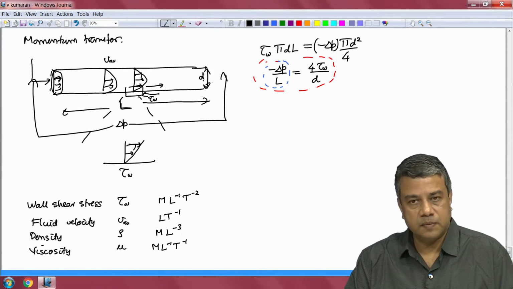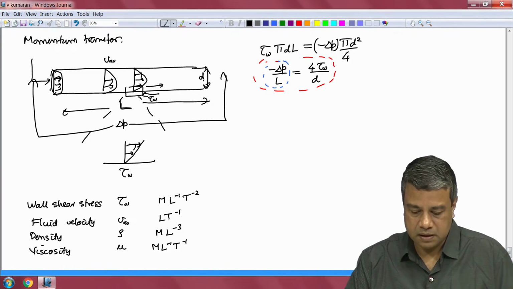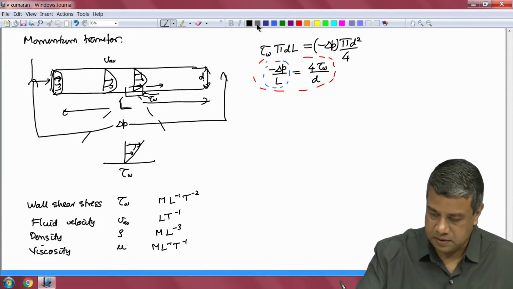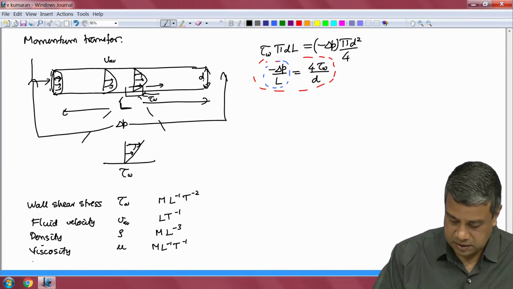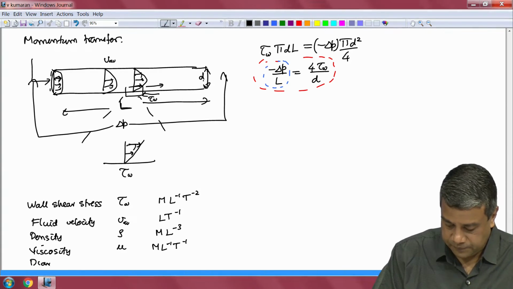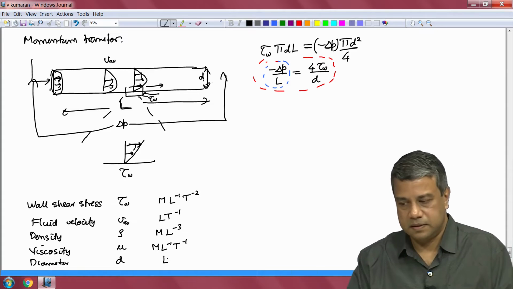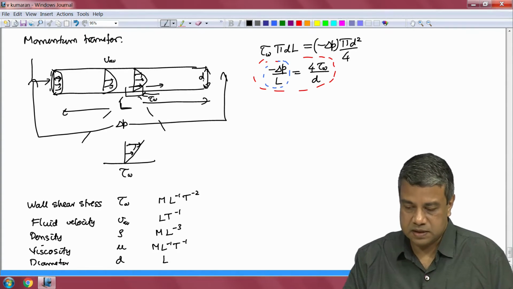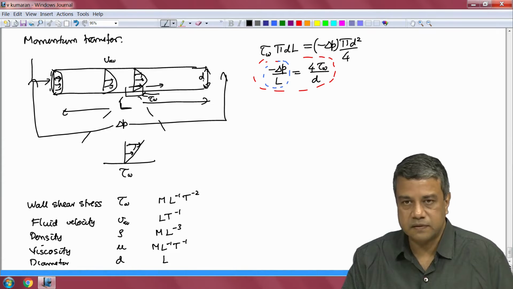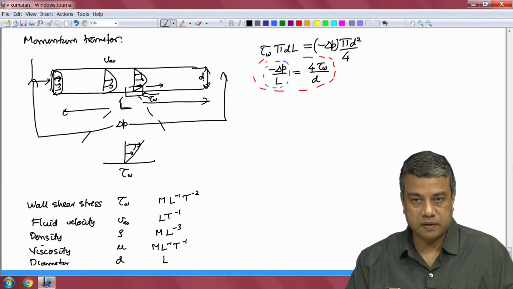Therefore, the independent dimensionless quantity has to be obtained by scaling. There should be one additional thing, that is the diameter d with dimension L. Note that if we write an expression for either the wall shear stress or the pressure difference per unit length, those two will be independent of the total length.